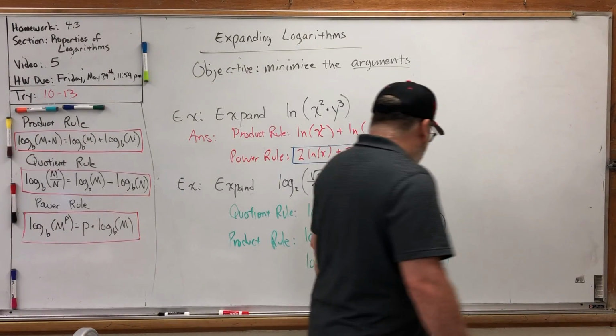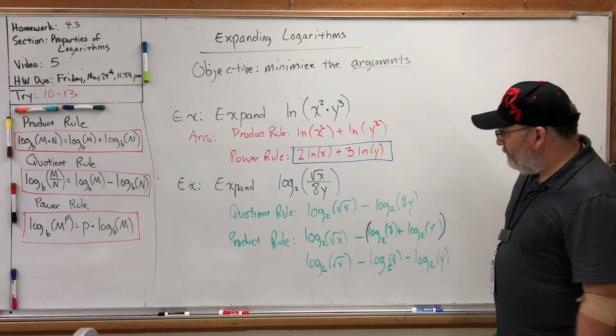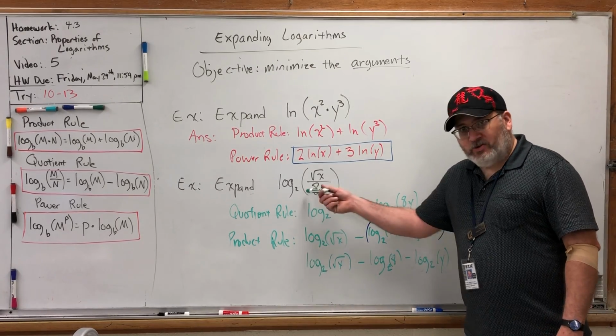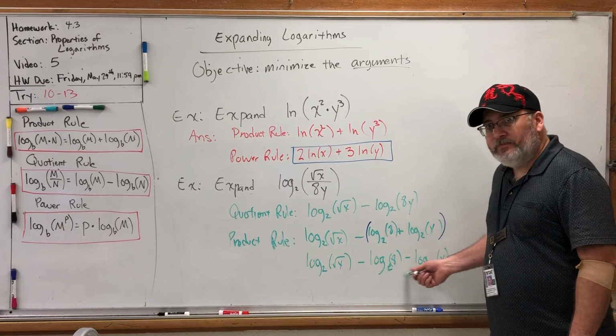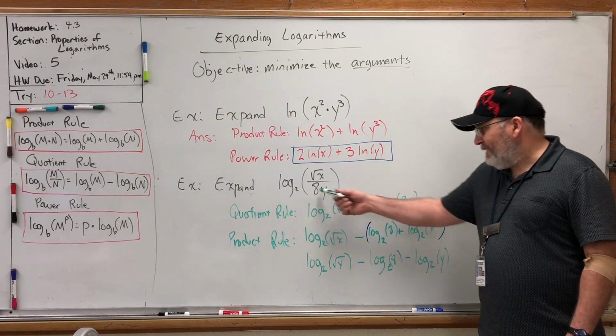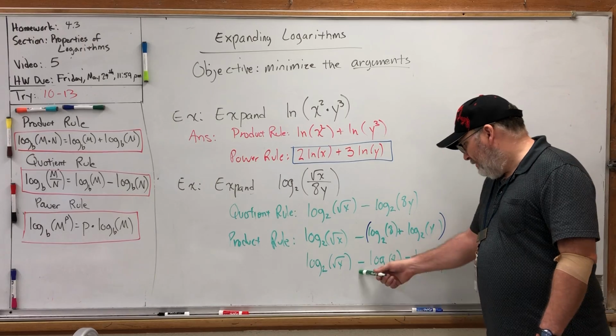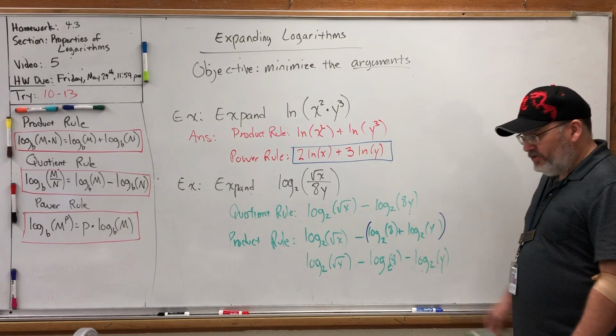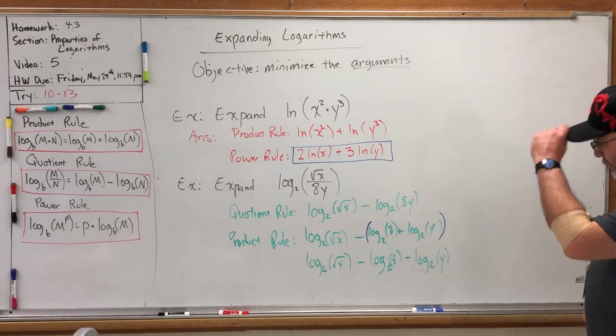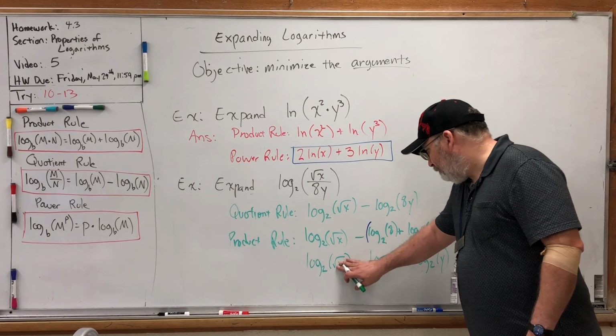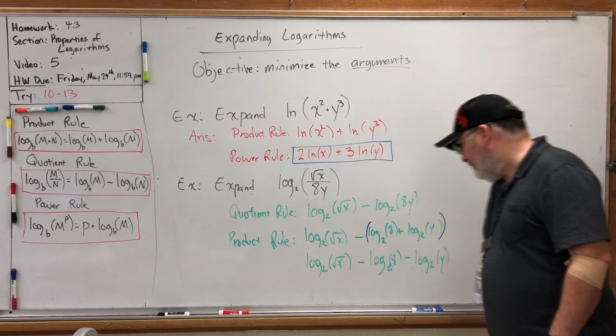Here's an easy rule of thumb. Denominator factors get negative logs. Let me say it again. Factors from the denominator, when you're expanding, get negative logs for this reason. Now, are we done? Nope. I can still minimize the arguments.